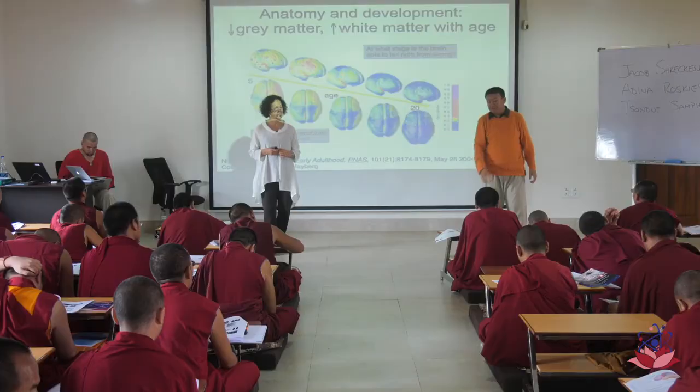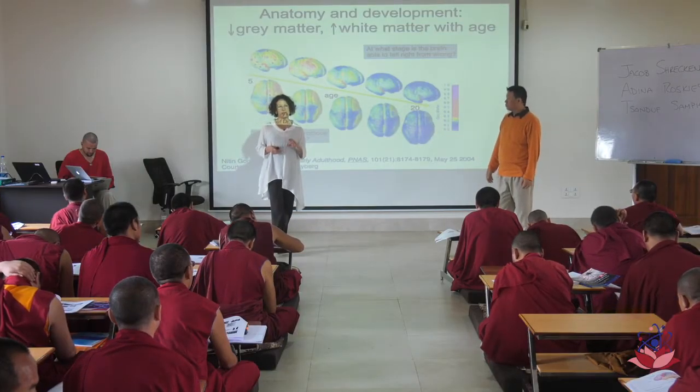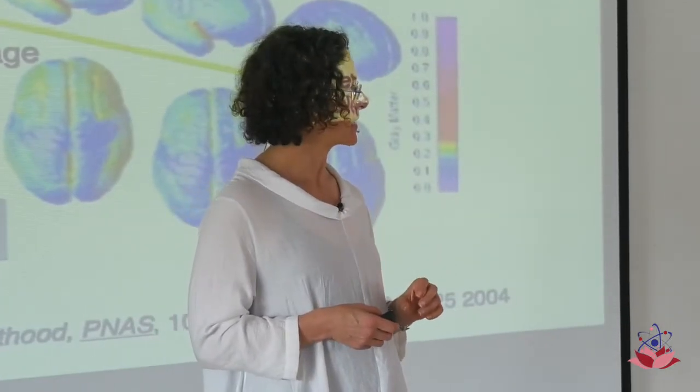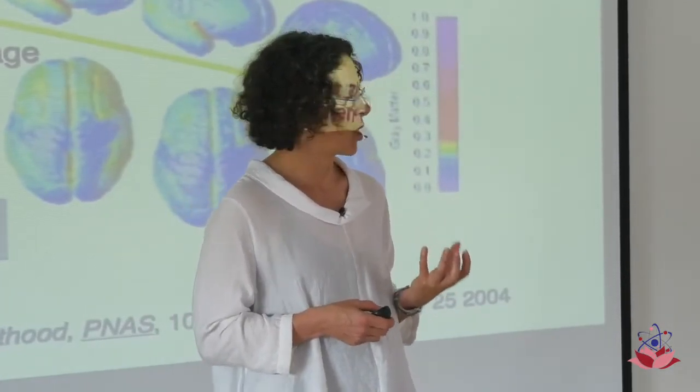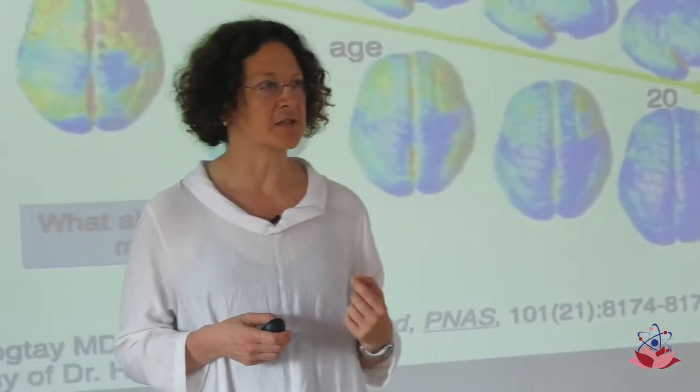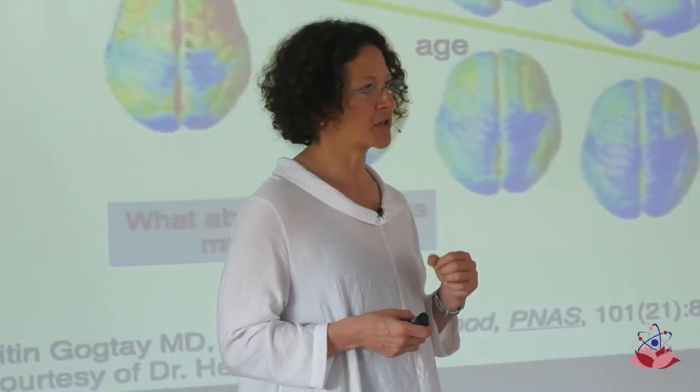The gray matter is actually where the cells live, the cell bodies live. So that's where the neurons are. What you're looking at are the neurons themselves, and the white matter is the connections between the neurons.